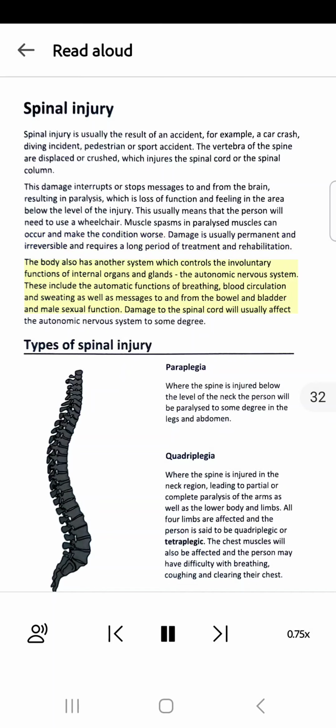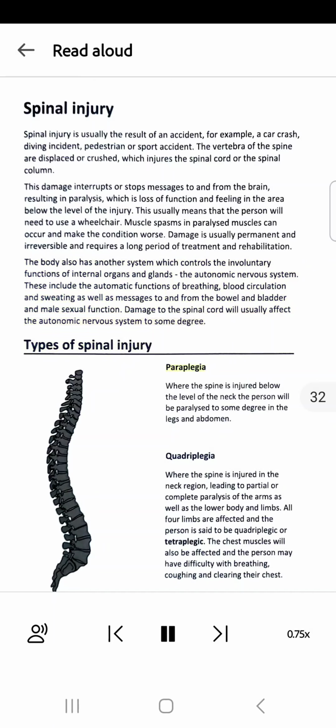The body also has another system which controls the involuntary functions of internal organs and glands, the autonomic nervous system. These include the automatic functions of breathing, blood circulation and sweating, as well as messages to and from the bowel and bladder and male sexual function. Damage to the spinal cord will usually affect the autonomic nervous system to some degree.